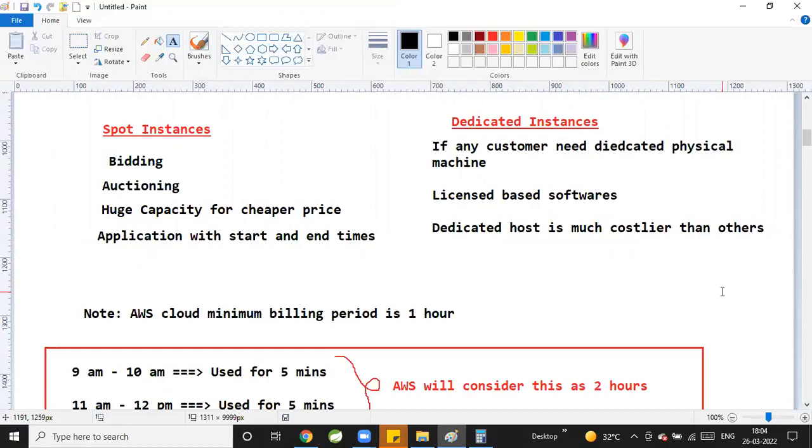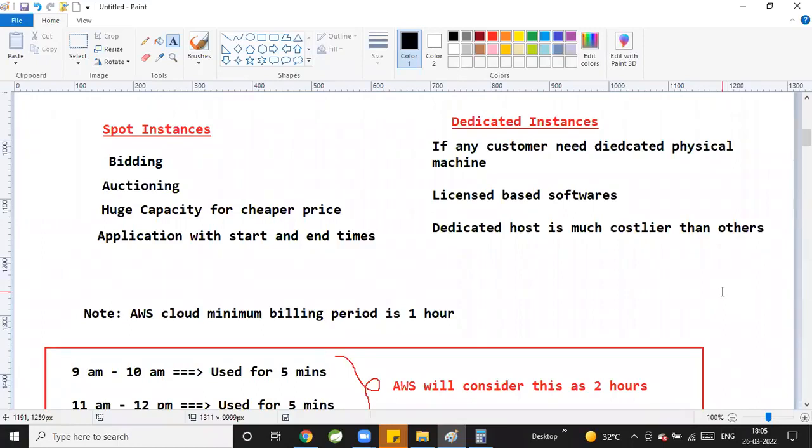Why are they going for dedicated? Why is a dedicated host much costlier than others? It's not shared with anyone. It is only for you. Now, a simple example, man. A 3 BHK flat in an apartment you can get for 1 crore in Hyderabad. Can you get an individual house for 1 crore in Hyderabad? No, sir. Individual house means it is only for you. The cost is more. If you go for an apartment, it is a shared flat.